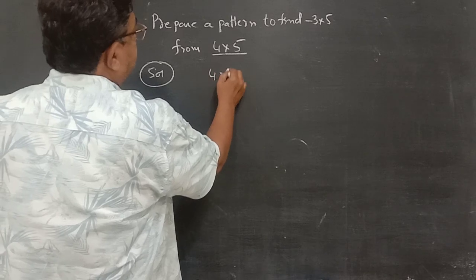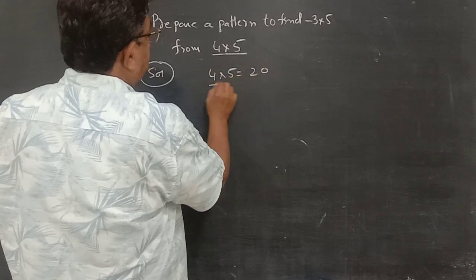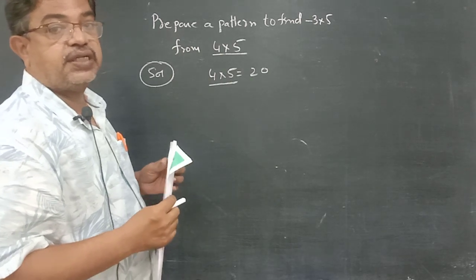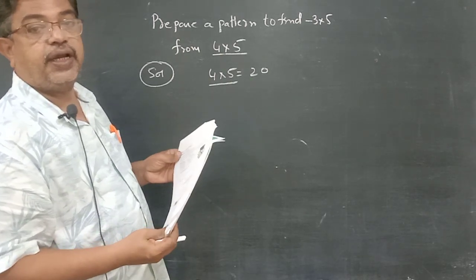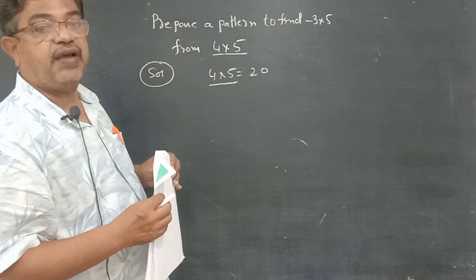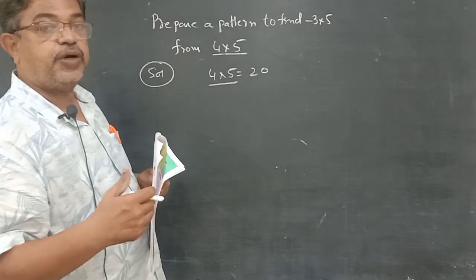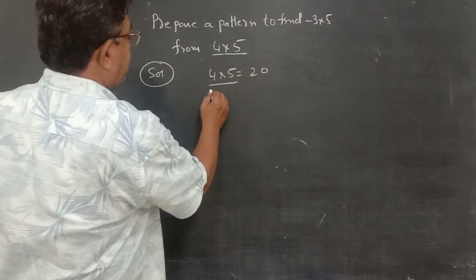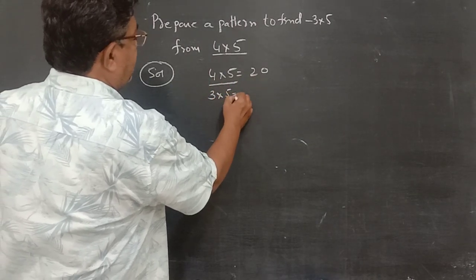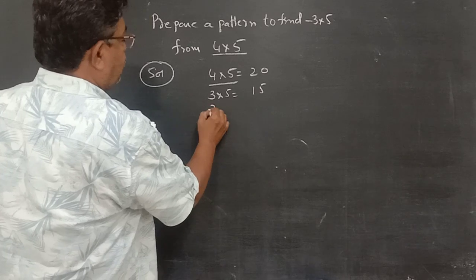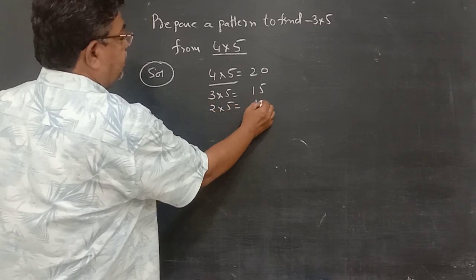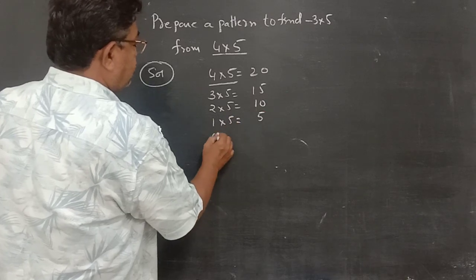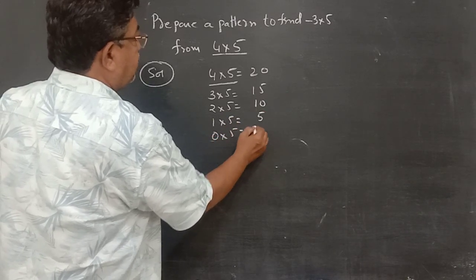4 into 5 is equal to how much? Both are positive. So, the product is also positive. You have to remember, when you are multiplying two integers and the symbols are the same, both the integers having the same sign, either positive or negative, the product is positive. 4 into 5 equal to 20. Next, 3 into 5 equal to 15. 2 into 5 equal to 10. 1 into 5 equal to 5. 0 into 5 equal to 0.